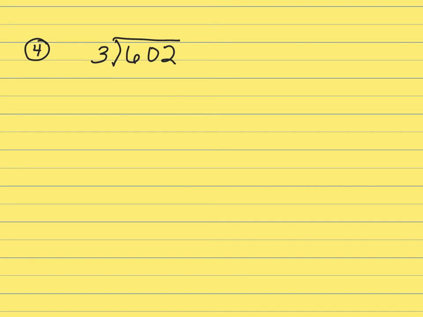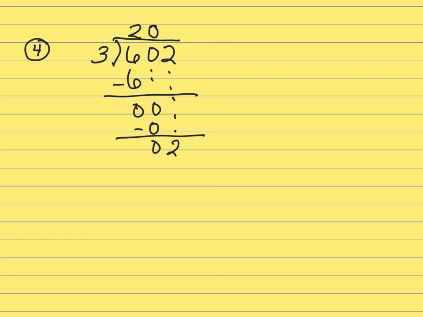Okay, on this problem we have 602 divided by 3. So we start out with 600s. Oh, yay, I can divide those equally too. 2 times 3 is 6. Okay, I'm going to subtract. I'm going to bring down my 0. Oh no, I can't divide that, so I have to put a placeholder there. 0 times 3 is 0. And then I'm going to subtract, and then I'm going to bring down my 2. 2 divided by 3, I can't do that either, so I'm going to put another 0. And then I'm going to have 2 remainder.